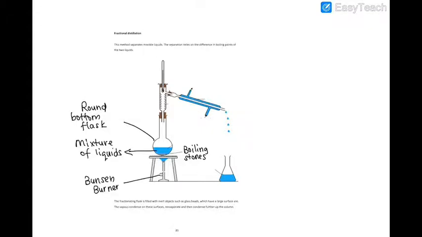One additional piece of equipment that is present in fractional distillation but not present in simple distillation is this structure. This is known as a fractionating column. It is present only when you do fractional distillation. Now, what does the fractionating column do? It contains either beads or blades. These are either metal blades or sometimes beads.